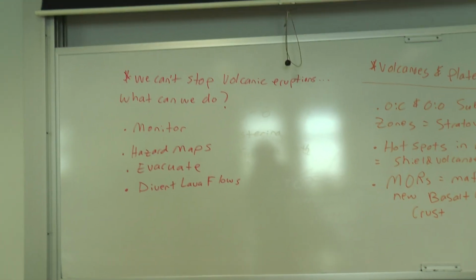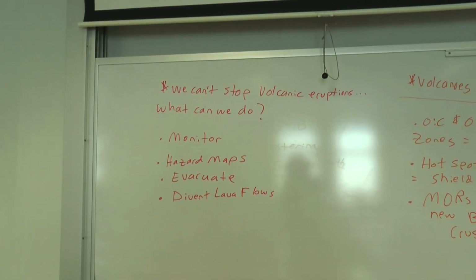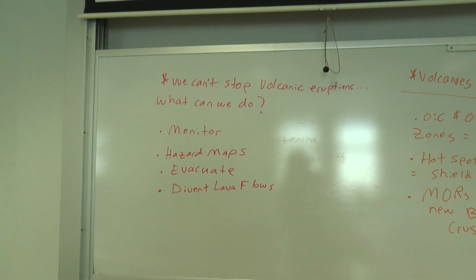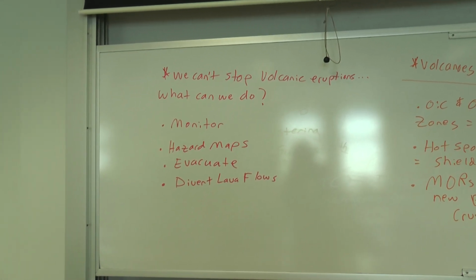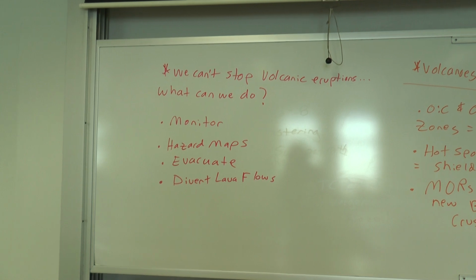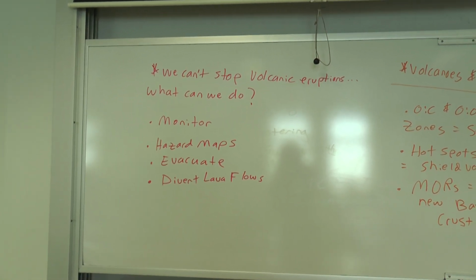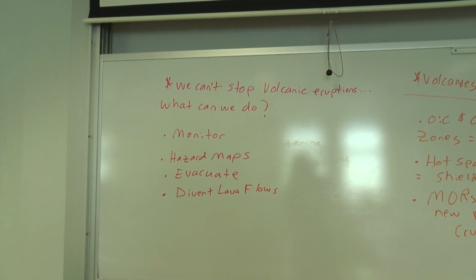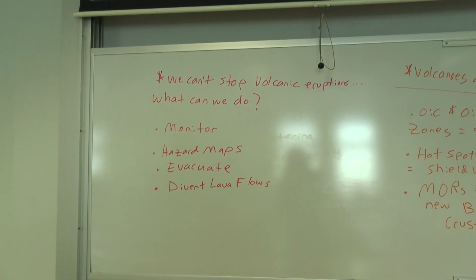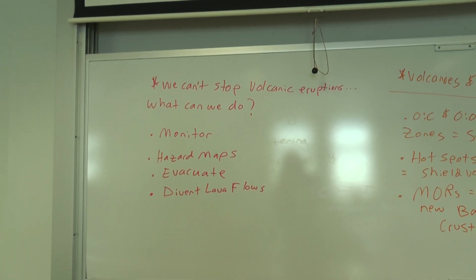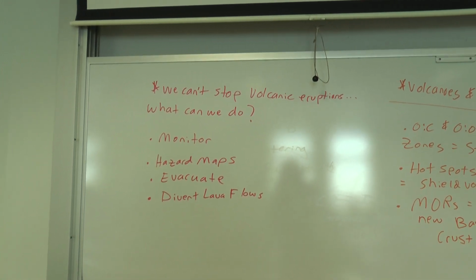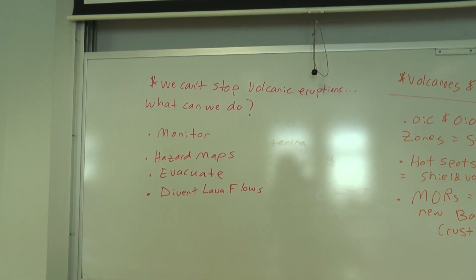we cannot stop volcanic eruptions. What can we do? We can monitor the volcano, and that's one of the jobs of the United States Geologic Survey, the USGS. What else can we do? We can create hazard maps, danger maps, have them ready, kind of know how far the lahars are going to travel, how far we think the pyroclastic flow will travel, and so forth.